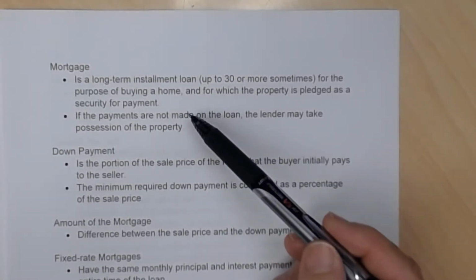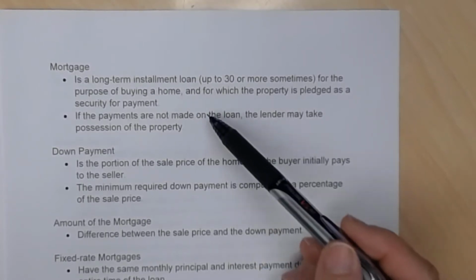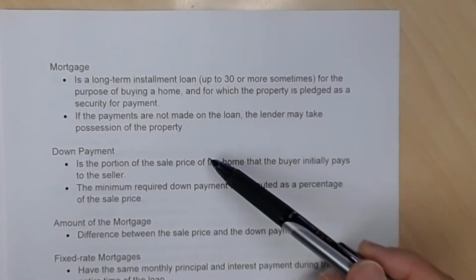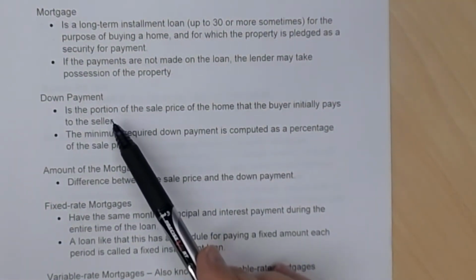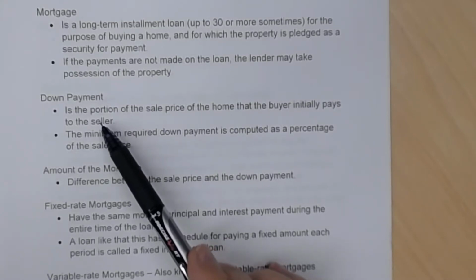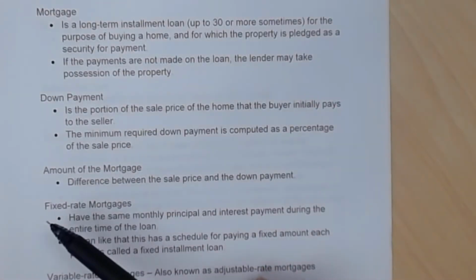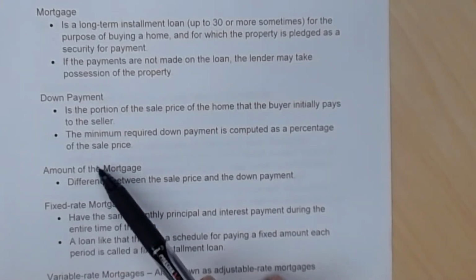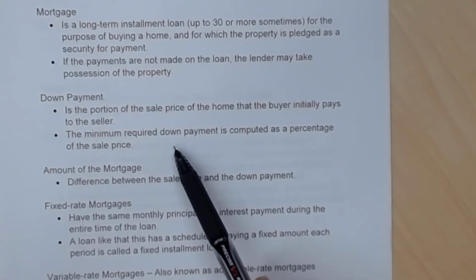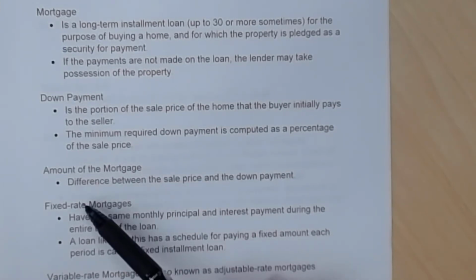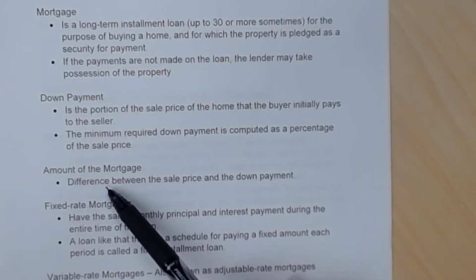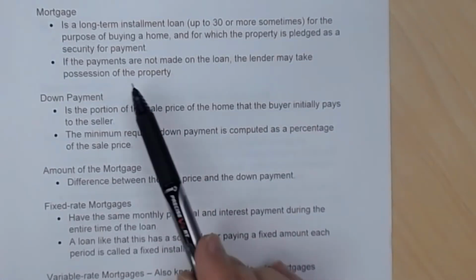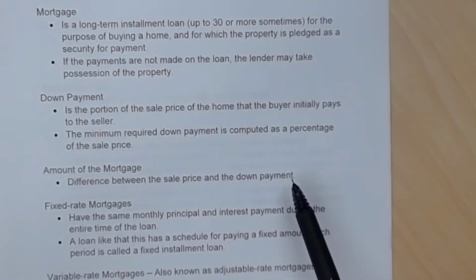So a mortgage is just a long-term installment loan, usually 15 to 30 years. Down payment. Usually there's a down payment that's required. Not always, but sometimes it is required. It is a portion of the sale price of the home that the buyer initially pays to the seller. The minimum required down payment is computed as a percentage of the sale price. And then the amount of the mortgage, if you do have a down payment to make, is the difference between the sale price and the down payment.